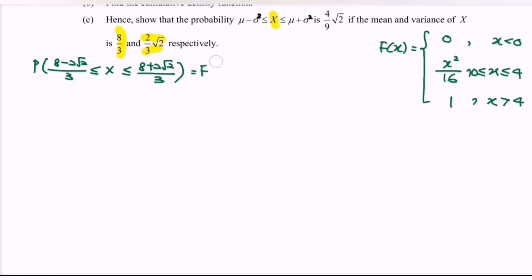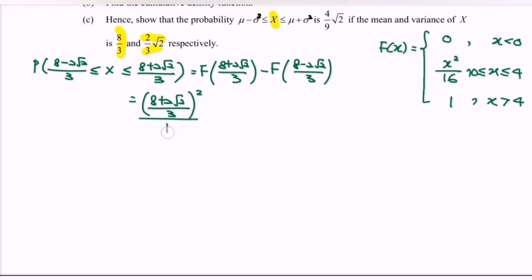So we have F(8 + 2√2 over 3) minus F(8 − 2√2 over 3). Kindly substitute into the situation given. In here we have x squared over 16. So kindly rewrite the situation: (8 + 2√2 over 3) squared over 16 minus (8 − 2√2 over 3) squared over 16. So kindly focus on the situation given.